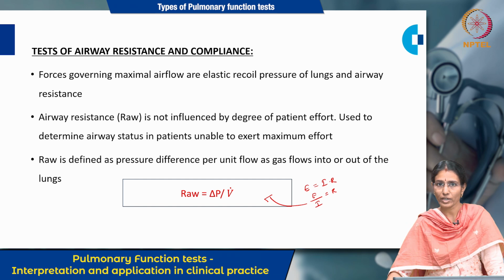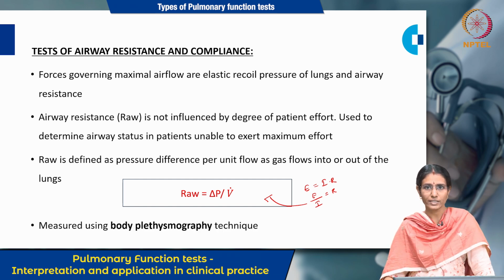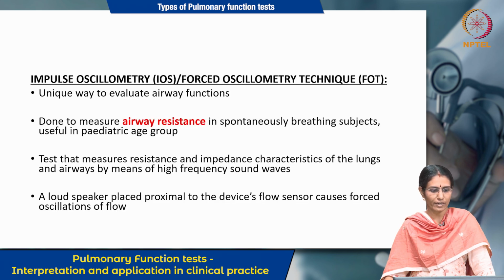So, here to measure airway resistance we need pressure gradient and the airflow, and this is measured using the body plethysmography technique, the principle of which will be done in a couple of slides. The other technique, impulse oscillometry, is a very important, very unique technique to assess the airway function. This is also used to measure the airway resistance, but in spontaneously breathing subjects and in pediatric age group individuals.